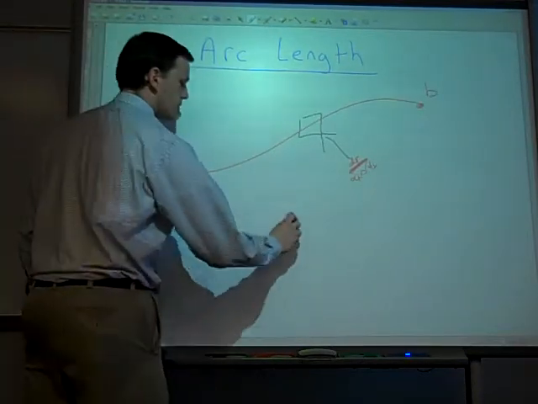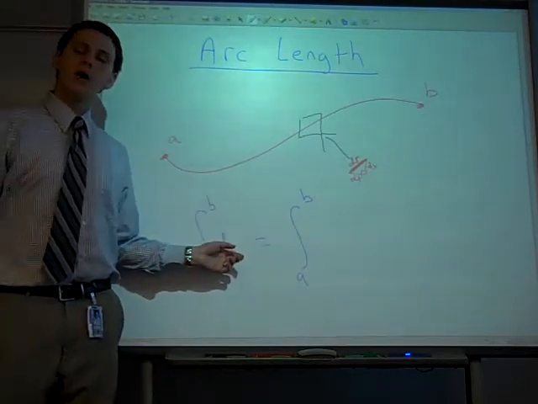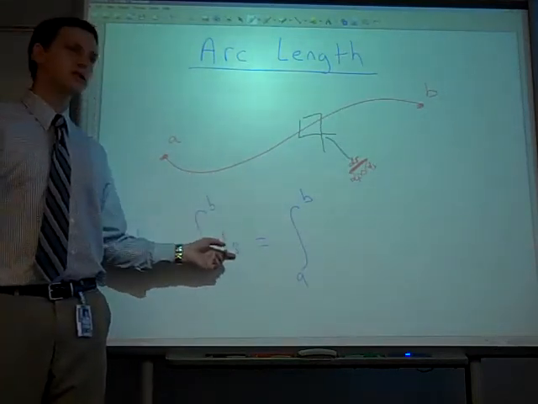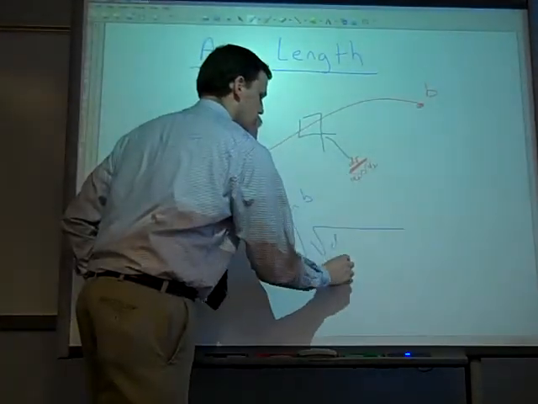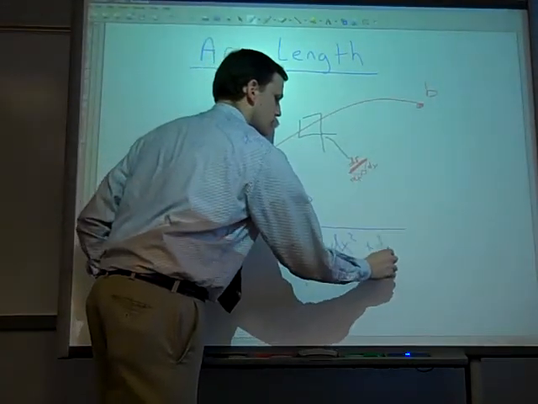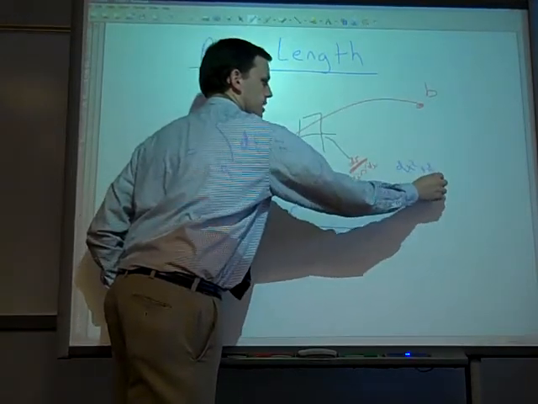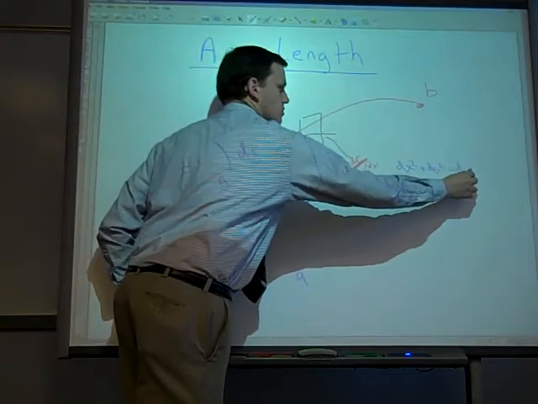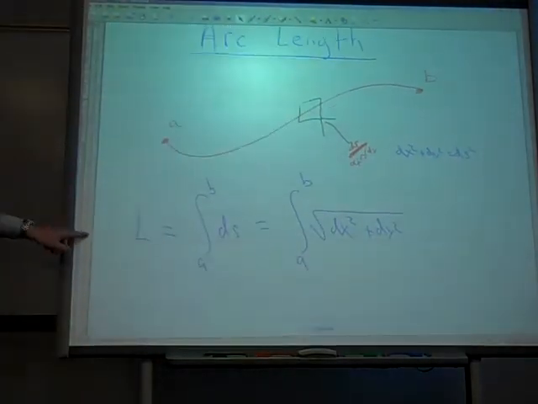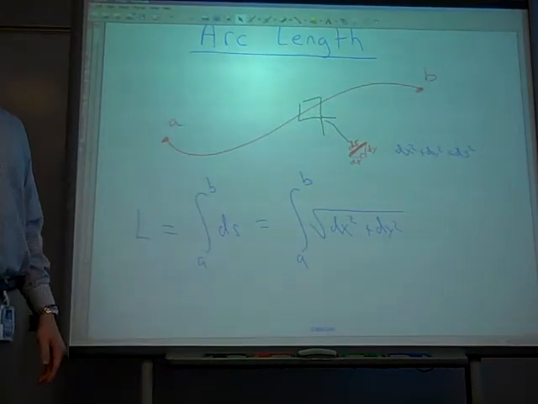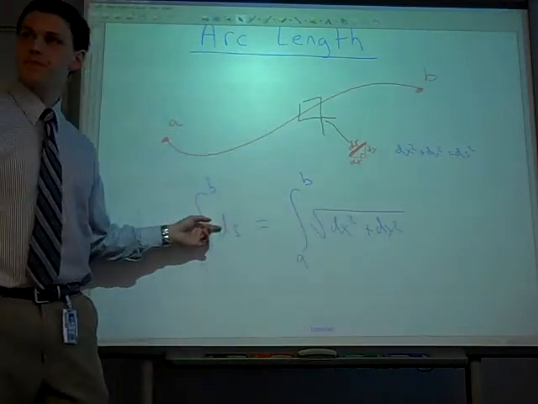But then, here's the big idea: I can rewrite ds by using the Pythagorean theorem as the square root of dx squared plus dy squared. Because the Pythagorean theorem up here says that dx squared plus dy squared equals ds squared. Does that make sense, just in terms of where this comes from?